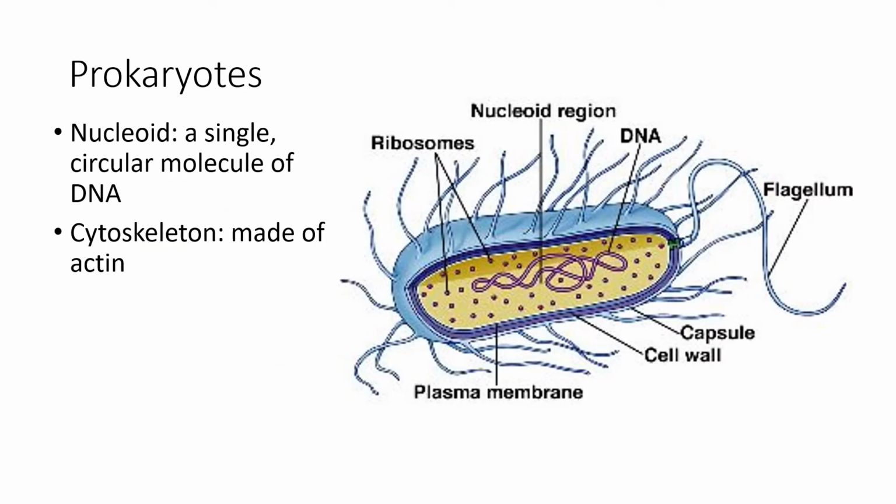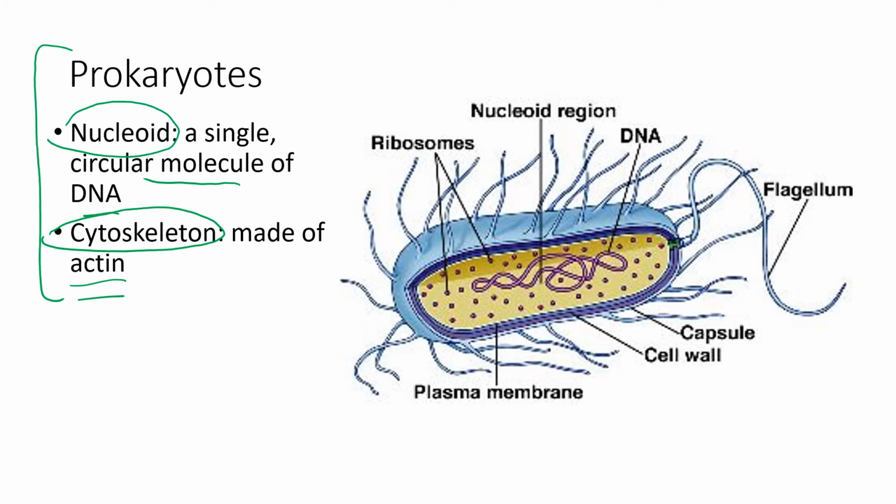So prokaryotes, they have a nucleoid, which is a single circular molecule of DNA, and its cytoskeleton, which helps provide structure, is made of actin. The reason why I'm highlighting or underlining these is because this is what we're going to use, or some of the things we're going to use, to compare it to eukaryotic cells, which is animal cells or plant cells.